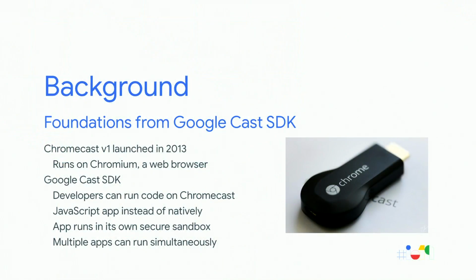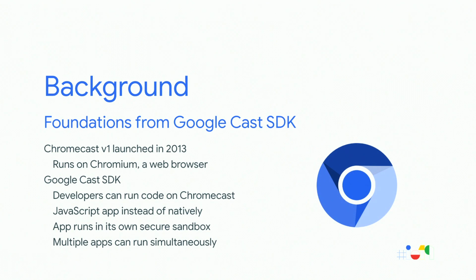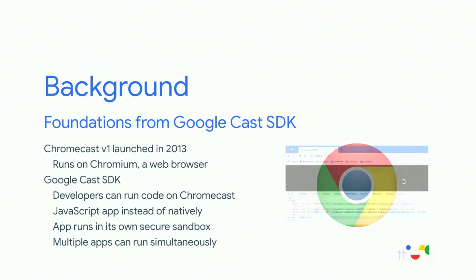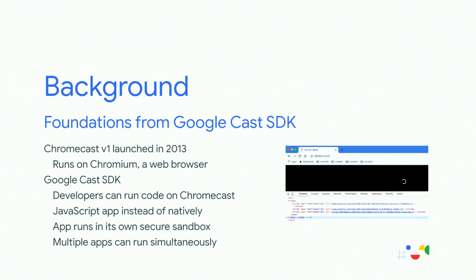To give a bit of background, a few years ago, we built Chromecast. Chromecast runs on Chromium, which is the open source project behind Google Chrome. Chromecast, or more specifically, the Google Cast SDK, created a way for developers to run their code on a Google-built device. This code doesn't run natively, but rather as an app in its own container. Since we're running on something like Google Chrome, this container happens to be a browser window, and the app is JavaScript. Leveraging this browser technology, we're able to run multiple media apps in their own sandboxes securely and simultaneously.